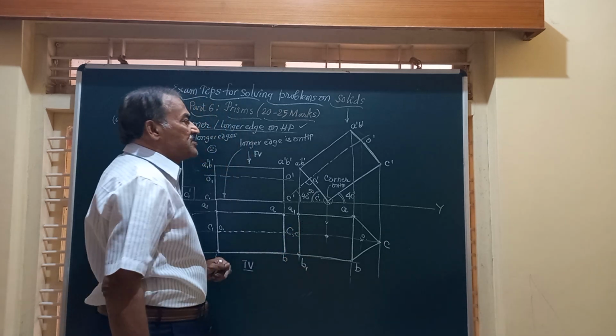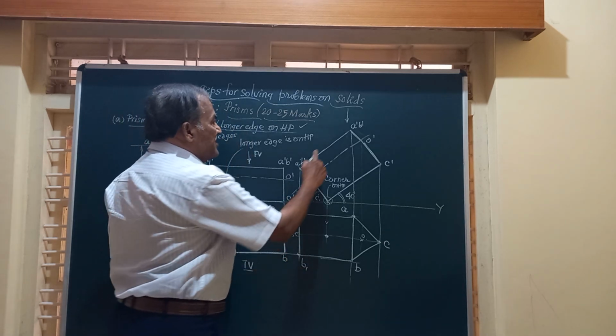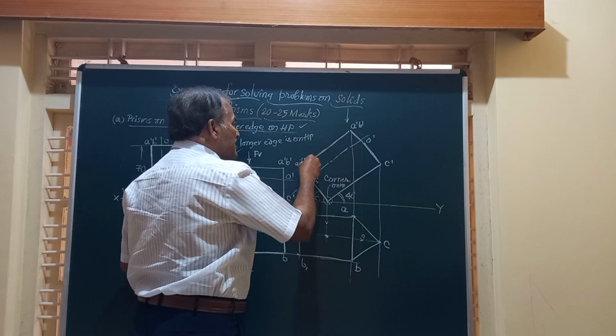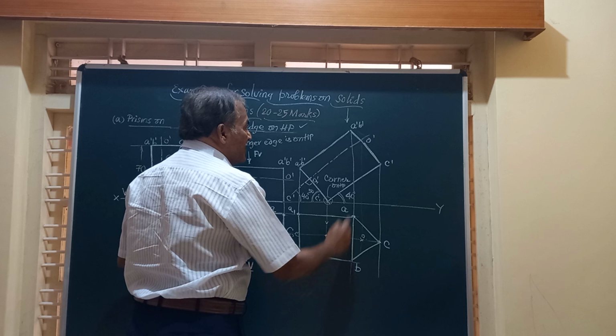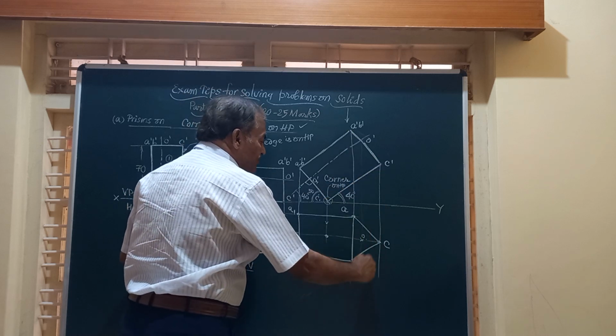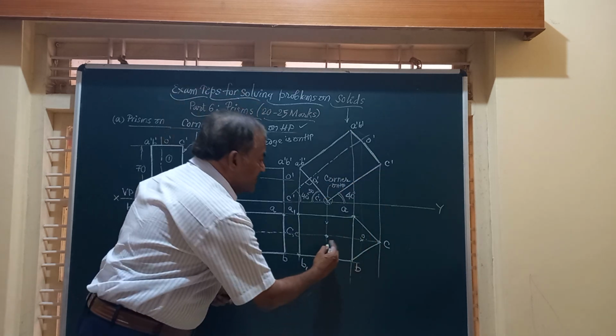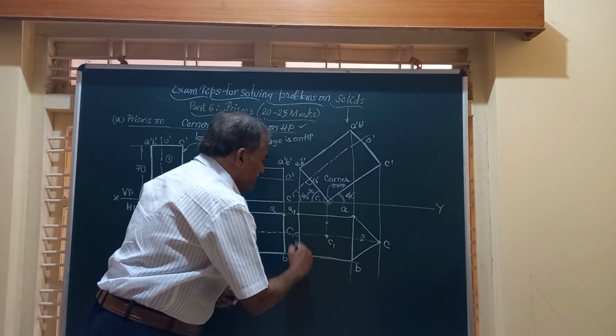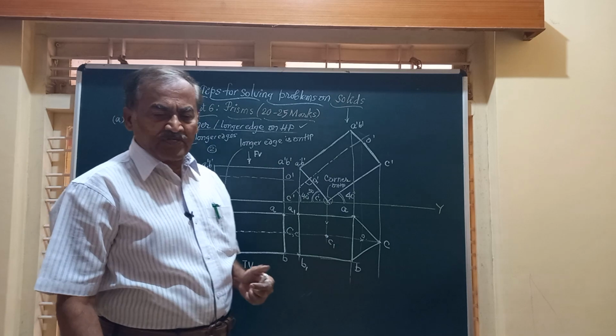And friends, what happens here? We have got AA1 because this surface is also visible. That's why I have marked AA1 full line, BB1 full line. This triangular face full line, I have marked this point as, say, point C1, friends. So A1, B1, C1. What happens, friends?